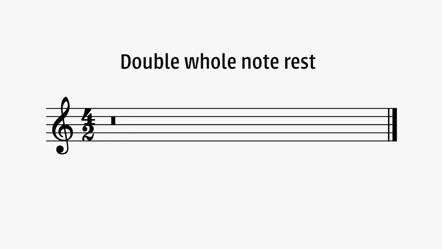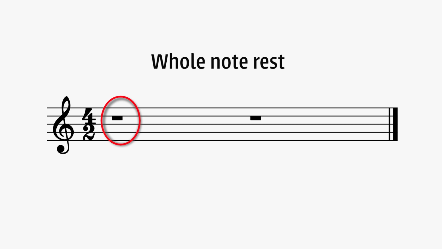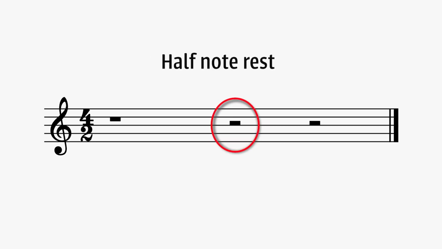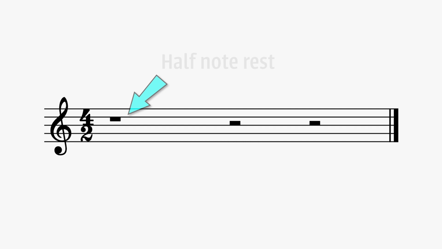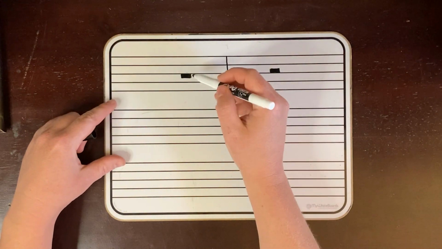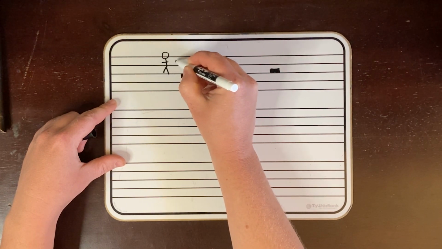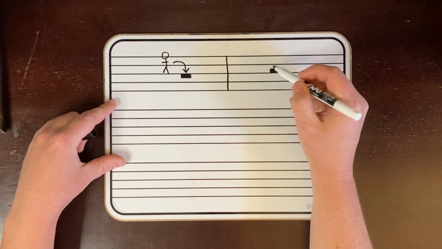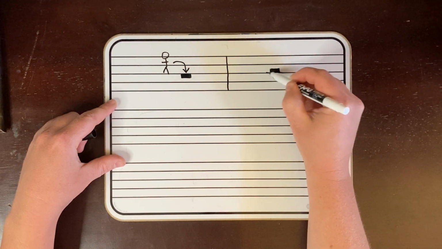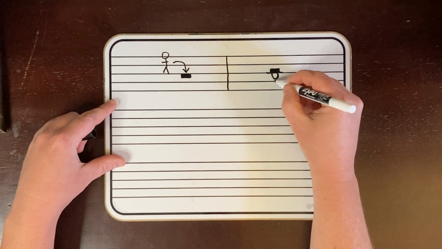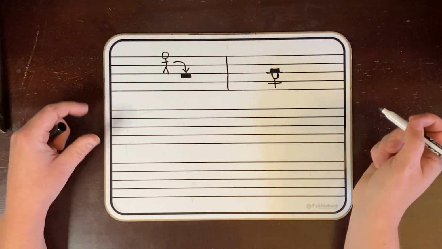A whole note rest looks like this. A half note rest looks like this. Now these 2 rests right here look really similar, so it's easy to forget which one's which. The whole note rest hangs down from the line, kind of like a hole in the ground that you could fall into. The half rest sits on top of the line, kind of like a hat, and to me hat sounds similar to the word half, so that's how I remember it.